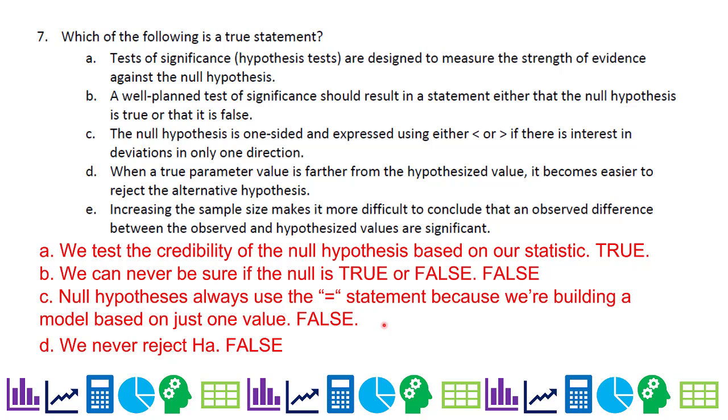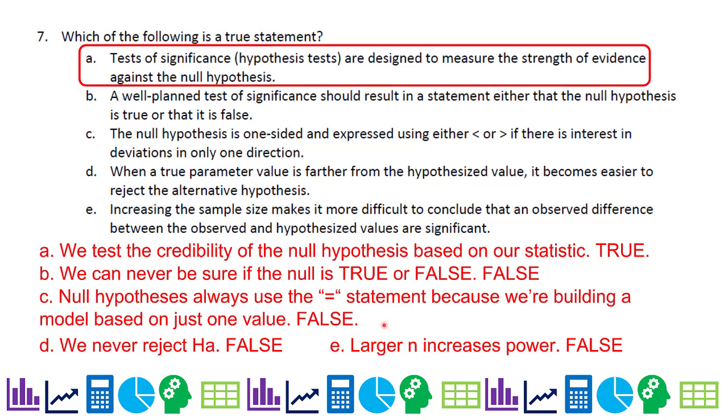Increasing the sample size makes it more difficult to conclude that an observed difference between observed and hypothesized values is significant. Actually, the larger our sample size goes, the more the power, which is the ability to see the difference between your observed and your hypothesized values. So the true statement is statement A.